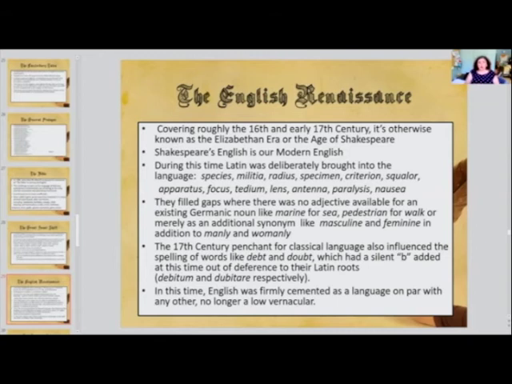And they also used words to fill in adjectives for existing Germanic nouns. So you have the noun sea, but you would describe something as marine. You have the word walk, so you would describe someone who was walking as a pedestrian, that's Latin. Or maybe you might have an additional synonym. Again, a lot of the times Latin was used to prove you were educated. So instead of saying manly, you would say masculine because that made you sound more educated. So Latin starts to merge into English.